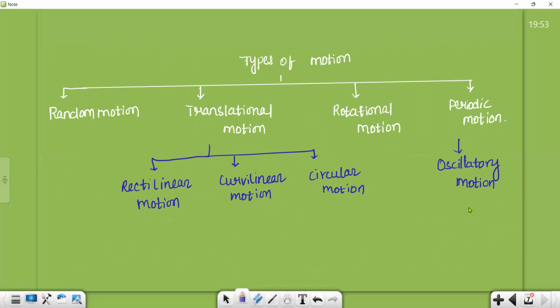Basically revision. Yes. So in the next class, everybody has to learn all these concepts. Everybody should be clear with all the definitions. I'll ask you. Because these are the basic concepts of physics. If you learn this, only then can you learn the hard topics also.